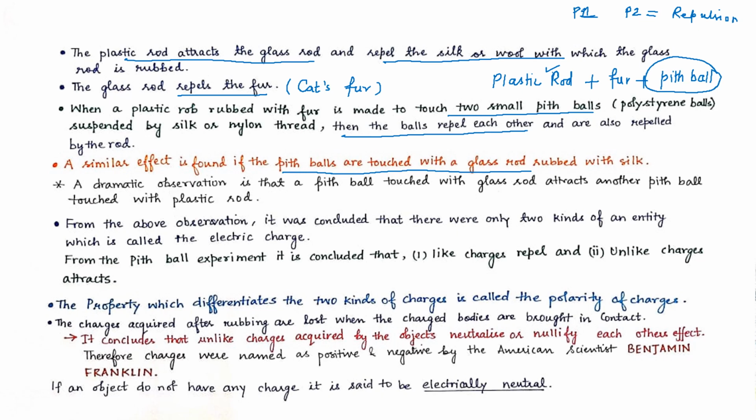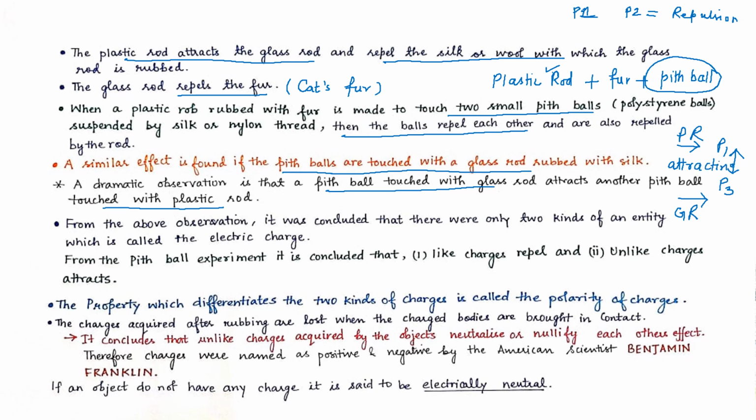A dramatic observation is that the pith balls touched with the glass rod and touched with the plastic rod attract each other. See, this is our pith ball 1, this is our pith ball 3. One is rubbed with the plastic rod, PR is plastic rod, and the other is rubbed with the glass rod, GR. Now these two are brought together and they will start attracting each other. What will happen? Attracting each other.